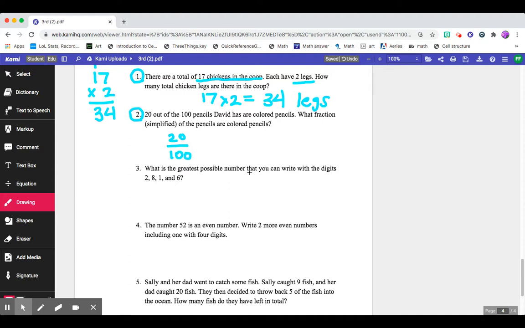For this question, you can really easily get the answer. If both parts of the fraction end with 0, then you can just cross out the zeros. For example, there's 20 with one 0 and 100 with two zeros, but 20 only has one 0, so you can only cross out one zero in each. If you cross out one zero in each, it equals 2 out of 10. Easy, right? So 2 out of 10 pencils are colored pencils.